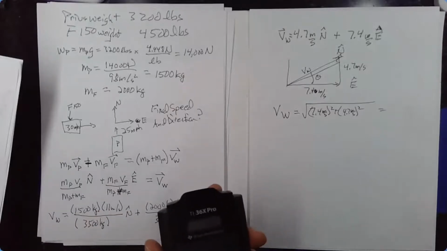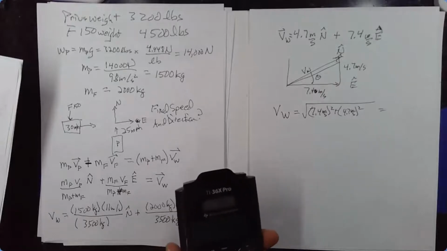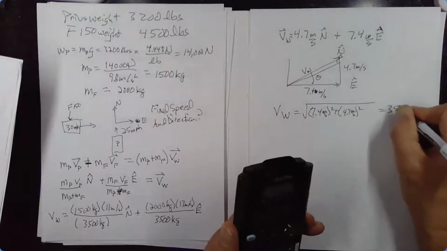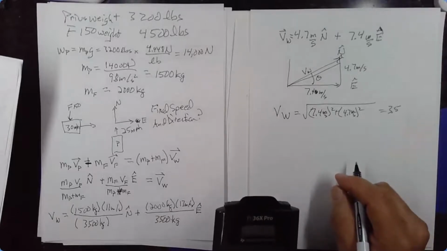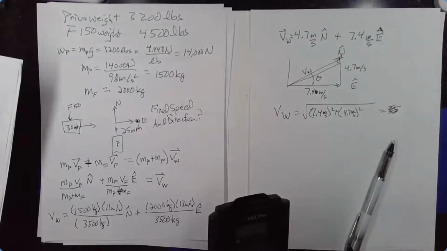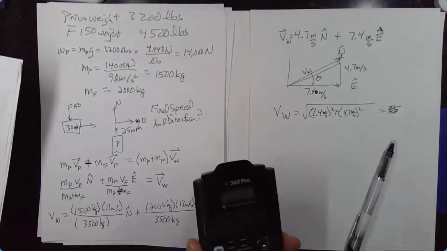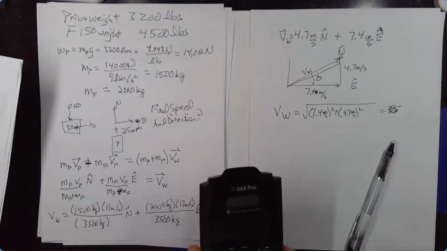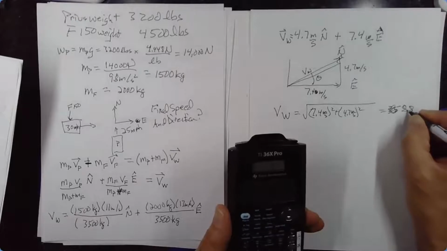Which is going to be looks like about 3.5. Whoops. Something went haywire with my calculation here. I better redo that. I don't know if I forgot to put a decimal point on one of those things or not. Oh, I multiplied them instead of adding them. That'll make a difference. Okay, this is better. I get 8.8 meters per second.